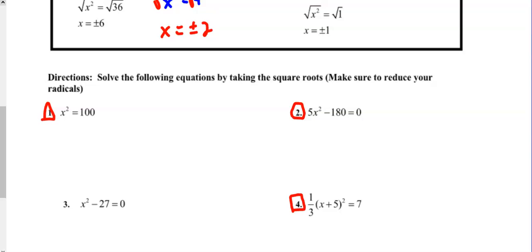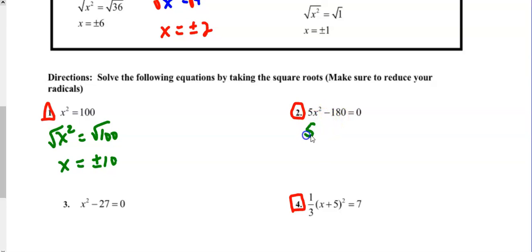All right. This one's easy. We're going to square root both sides. So x is going to be plus or minus 10. And as usual, if you substitute to check your answer, you can determine if you're correct or not.